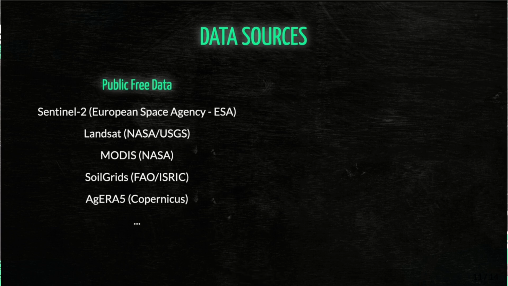SoilGrids, made by the FAO, gives us global soil property maps, which are useful for soil fertility analysis. And Copernicus gives us AgERA5 data, which is a really good source of high-resolution climate data to make all kinds of analysis.